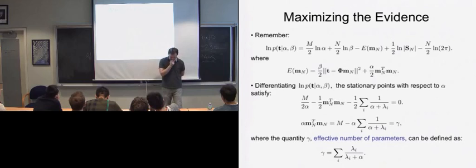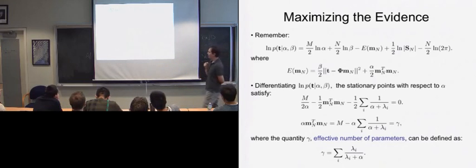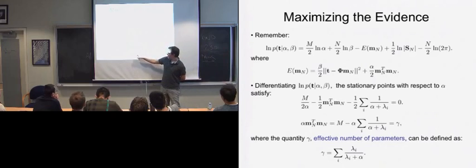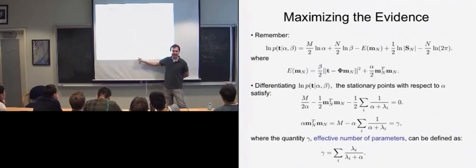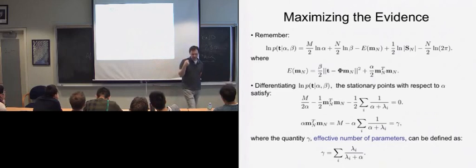And gamma is sometimes called the effective number of parameters in your model. It's defined as the eigenvalues divided by the eigenvalues plus alpha. We will have a much better understanding of what that means, but it's an important quantity to keep in mind. Somehow it tells you how many effective degrees of freedom, or how many effective parameters, you have in your model.